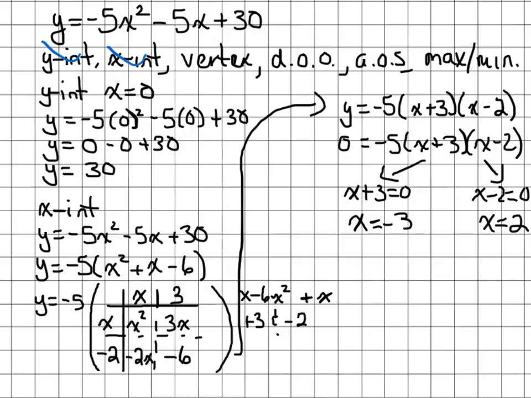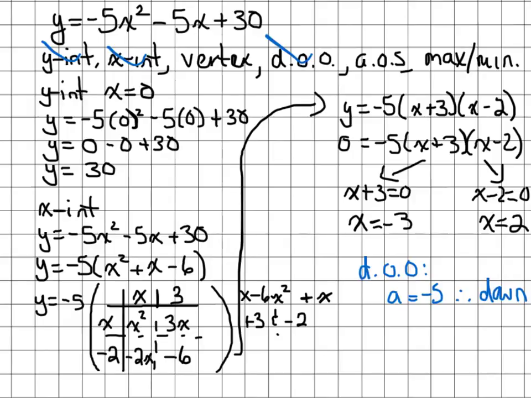If we want to look at the direction of opening, in this case, this is my a value. My a value is negative. That means the direction of opening, it's sad, it's in a negative mood, so it opens down. So direction of opening, a is equal to -5, therefore down, because it's a negative number. All right, so we have our direction of opening.